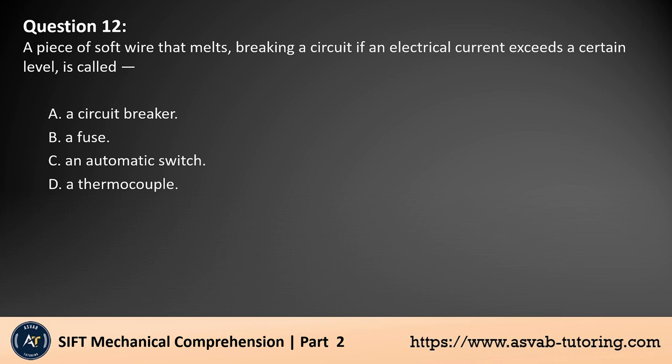Question 12. A piece of soft wire that melts, breaking a circuit if an electrical current exceeds a certain level, is called A. A circuit breaker. B. A fuse. C. An automatic switch. D. A thermocouple. The answer is B.